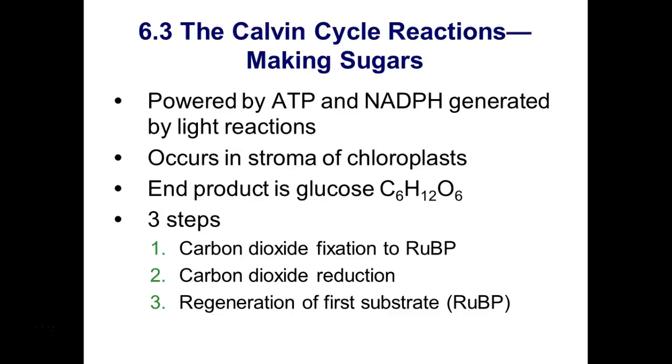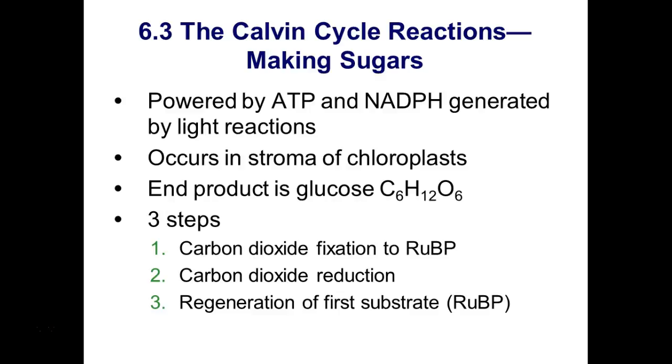So the Calvin cycle now is going on in the stroma. So that's the gooey center of the chloroplast. And the necessary components of the Calvin cycle are going to be found there. The whole purpose of the Calvin cycle is to make sugar. It needs ATP and it needs NADPH to do this. It also needs carbon dioxide from the outside. Now remember that the ATP and the NADPH were generated by the light reaction.